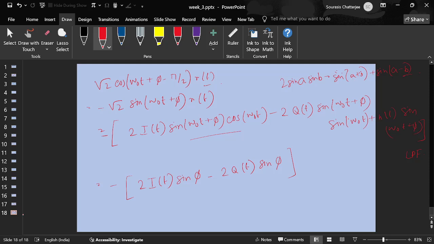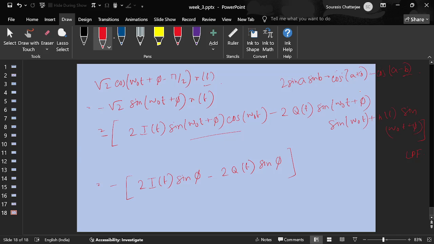Sin a sin b is that sine a plus b, or it should be cos? Sir, that first term will be sine a plus b plus sine a minus b. That second term will be cos a plus b, yeah, minus cos a minus b. Okay, so you are saying this one should be cos, right? Both of them, and there should be a subtraction here.